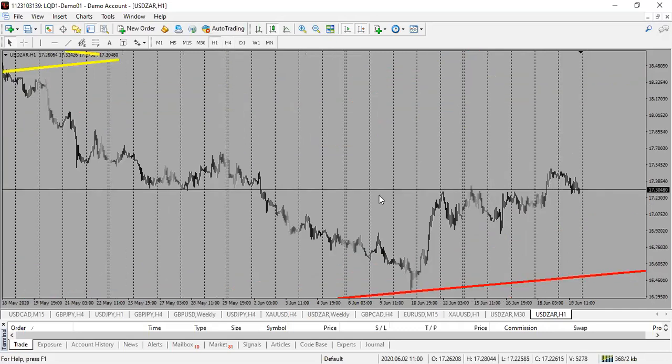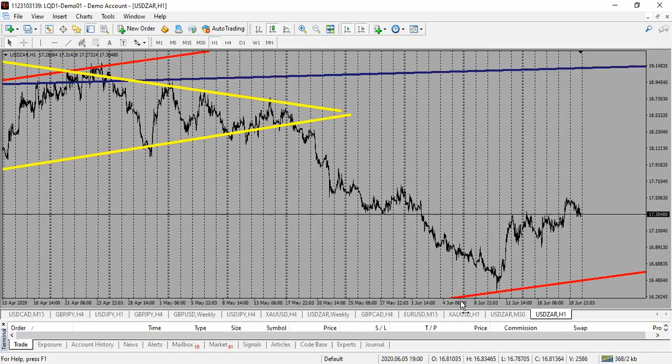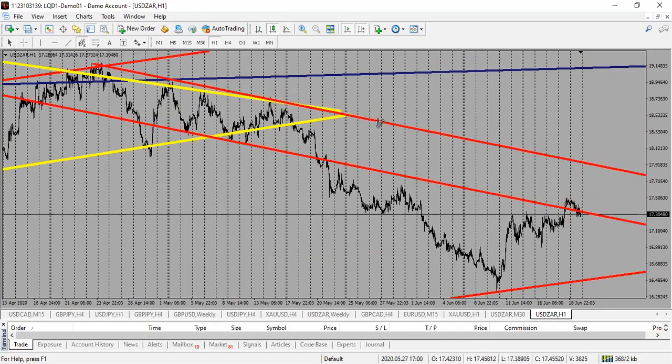We go to H1. We squeeze it in. We see H1. All we do is plot another trend line with a different color so we don't get caught up.